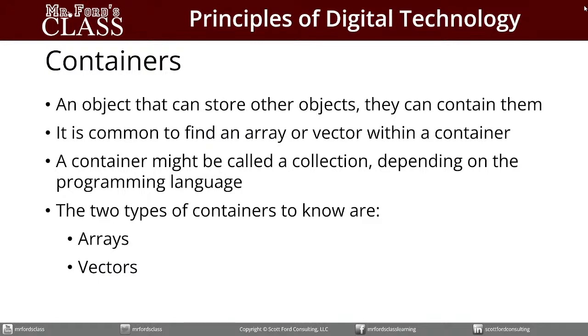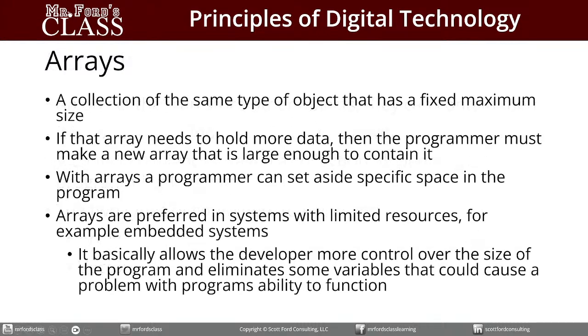Okay, so containers, like I said, arrays and vectors. Let's say I have a bakery, and I have blueberry pies, apple pies, raspberry pies, all these different pies.